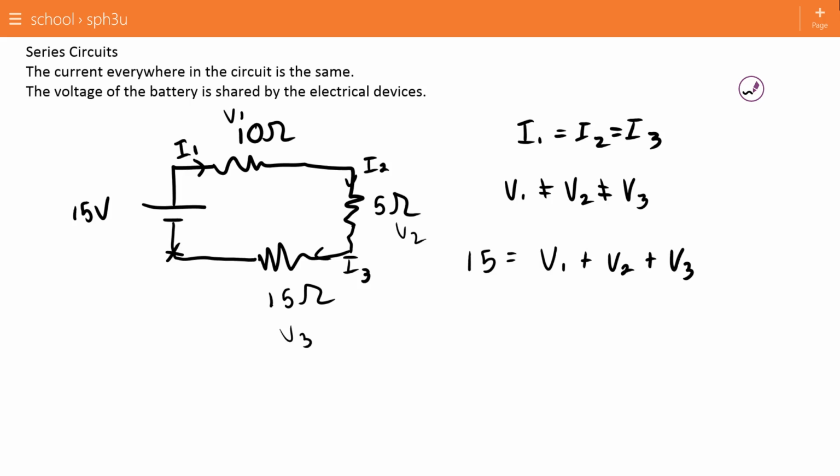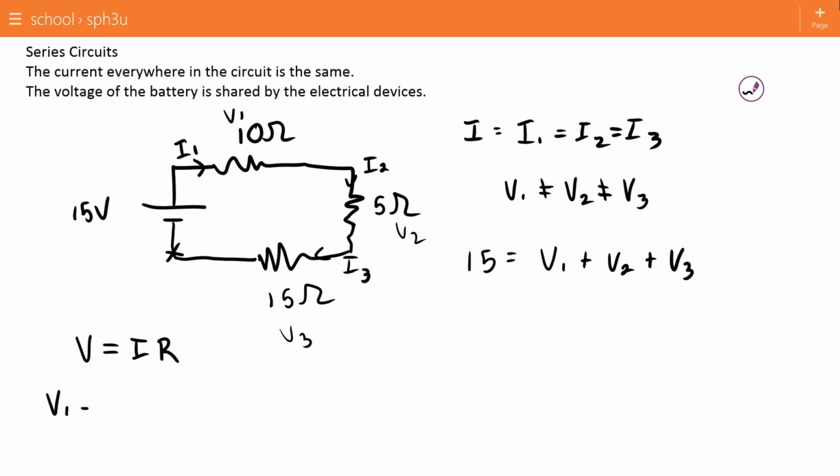So we have one equation here that says that the currents are all the same everywhere. We have a secondary equation that has 3 voltages in it. They're all different, and so we can't solve for them directly. But there is a trick. Those voltages can be expressed in terms of current according to Ohm's law.